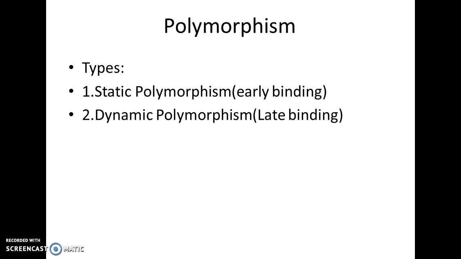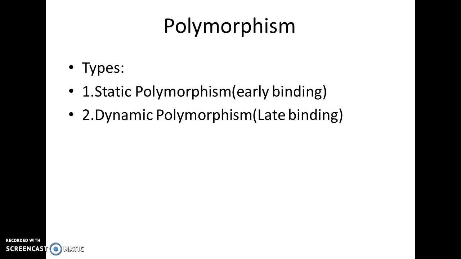The static polymorphism allows a function to carry more than one definition, and which one should be used is determined during the compile time. That is called static polymorphism. It is also called early binding. The next one is dynamic polymorphism. That is called late binding.